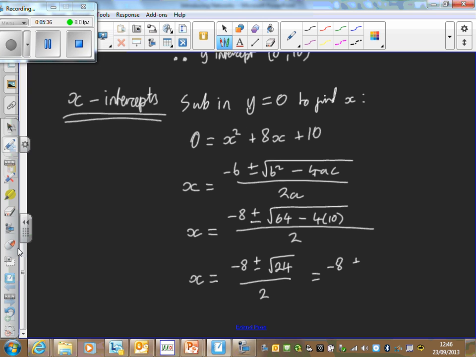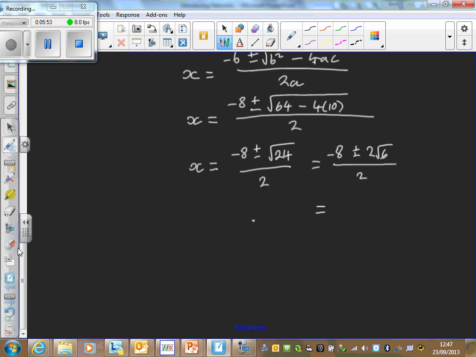Now, I'll probably simplify that using a bit of surd manipulation. So minus 8 plus or minus, now 24 we can write as 4 times 6. 24 is 4 times 6, so that becomes 2 root 6, divided by 2.